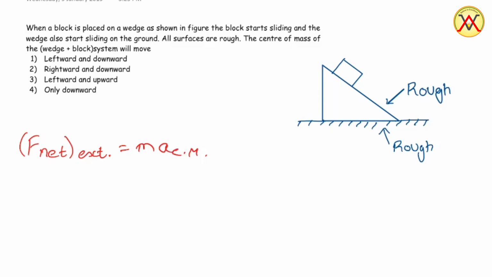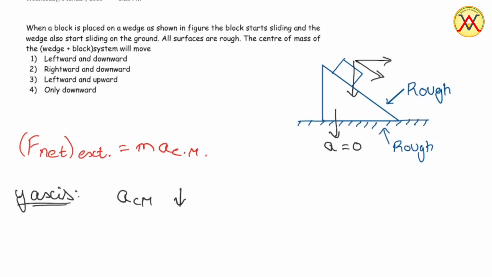Now if we are talking about the y-axis, I can say that this small block will be accelerated in this direction down the incline. So it will have an acceleration in both horizontal and vertical direction. And at the same time, the acceleration of this wedge in vertical direction will be equal to 0. So I can say that the acceleration of center of mass in y direction will be in downward direction, because the acceleration of this wedge is 0 and the block has some acceleration, so center of mass will accelerate downwards.